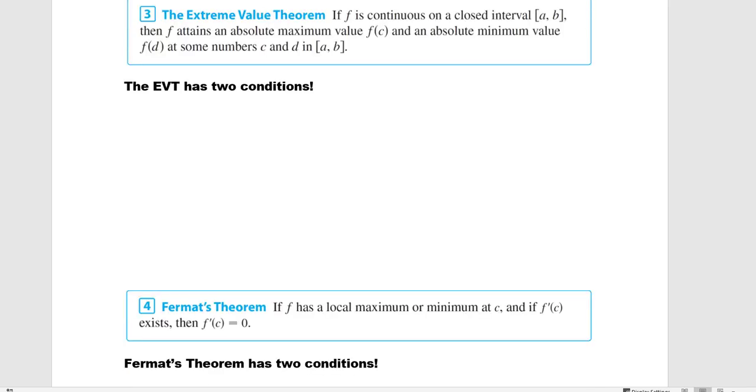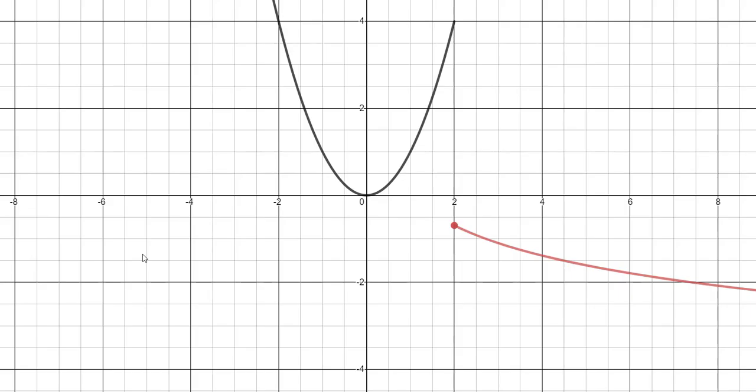Notice that the extreme value theorem has two conditions. Condition number 1, the function has to be continuous. Let's take a look at a picture. This is a function that is not continuous. The black part of this function and the red part of this function are disjoint. So in this particular picture, the extreme value theorem does not apply.